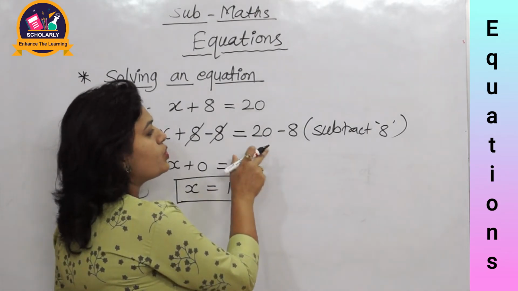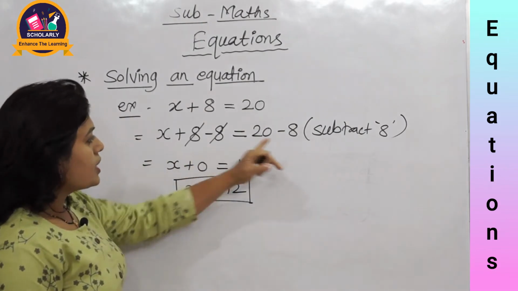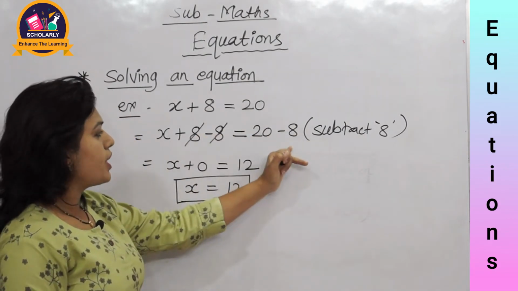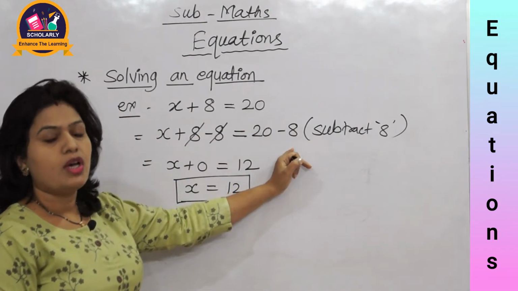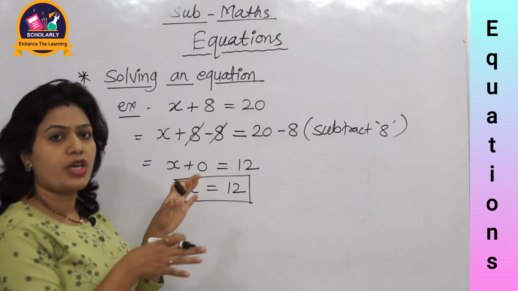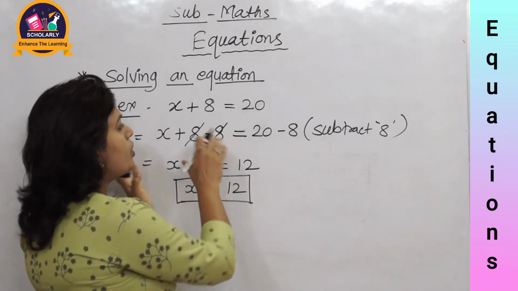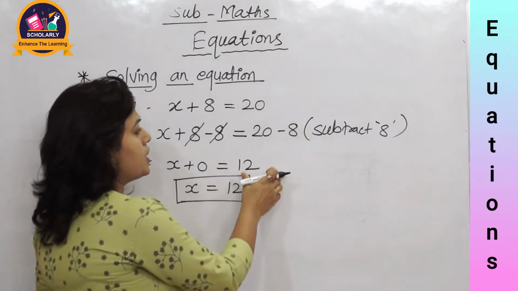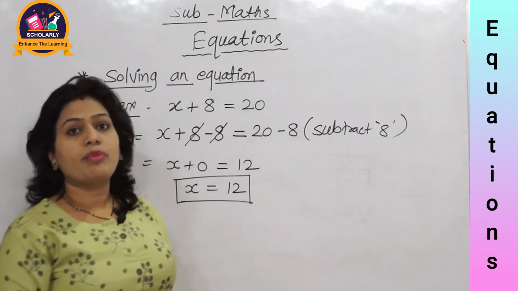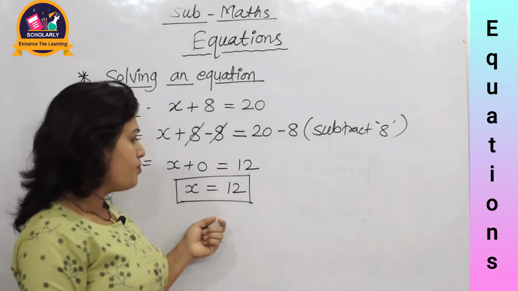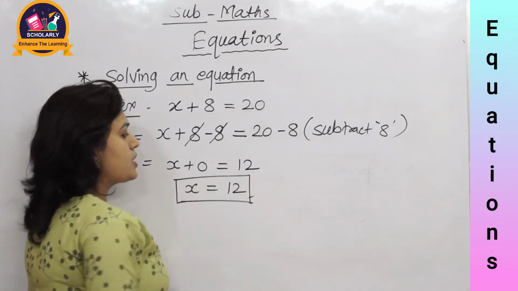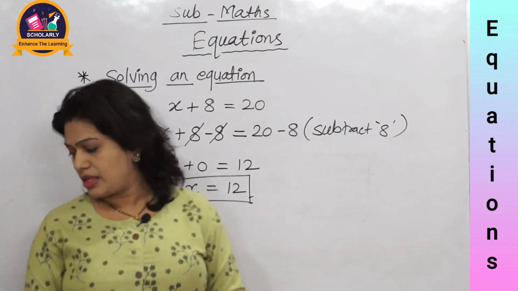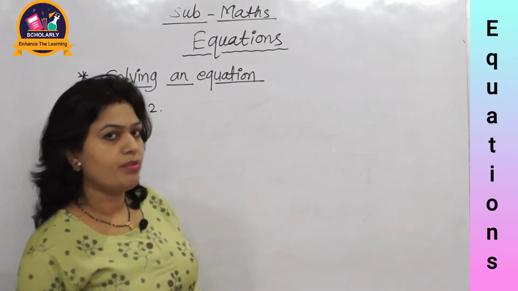So what we did here, we subtracted 8 from both sides of the equation. Whatever operation we do here, we have to do it on both sides of the equation, because by doing so the equation will remain balanced till the end. We got here the answer x equals 12. Let's see another example. Example number 2.